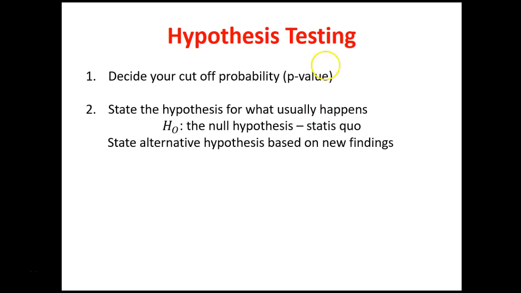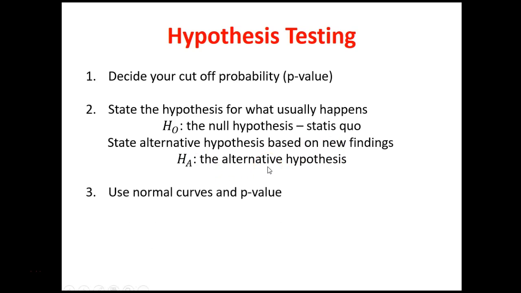So say the null hypothesis for balding is you lose 100 hairs a week. All right, that's just what always happens. That's the status quo of men over 50. Okay, they lose 100 hairs over a week. The alternative hypothesis is going to be your new findings based on that new drug you're using. And maybe the new finding is that you lose less than 50 hairs a week. Okay, so status quo versus your new data, H0 and HA.